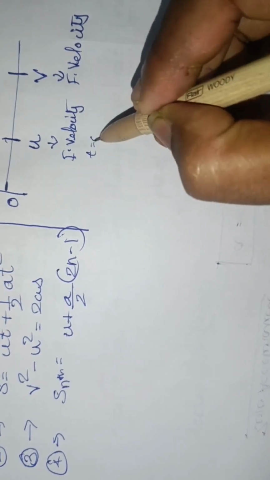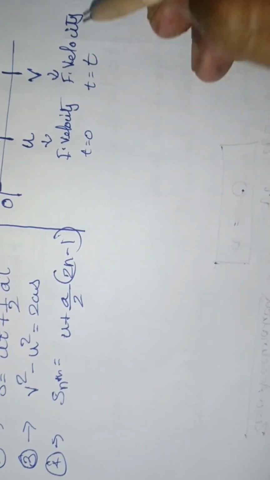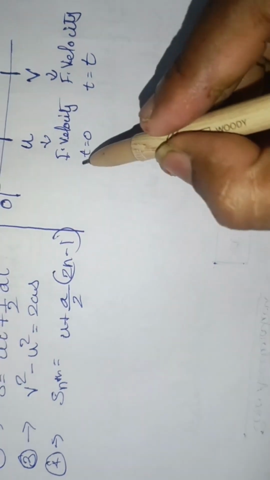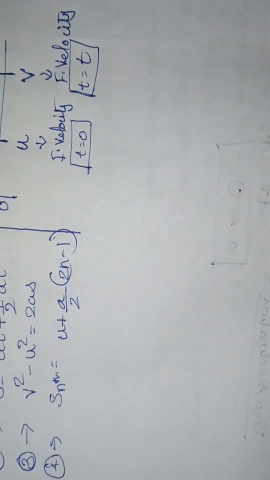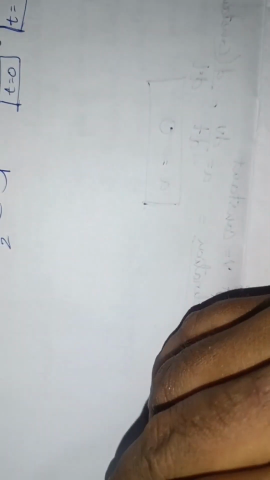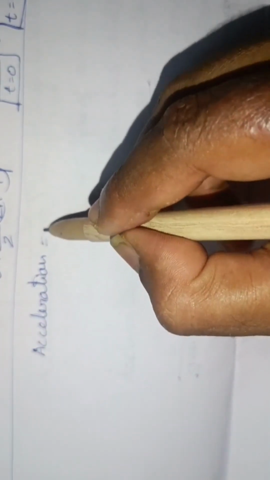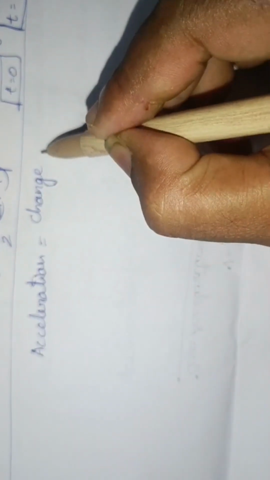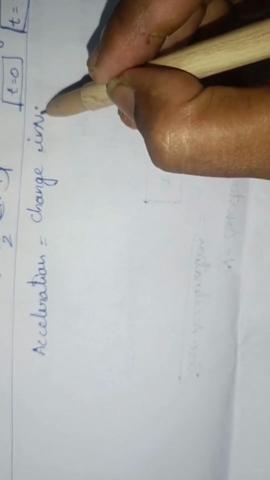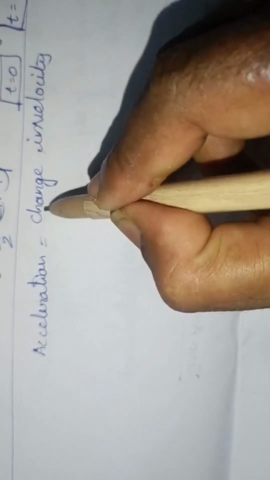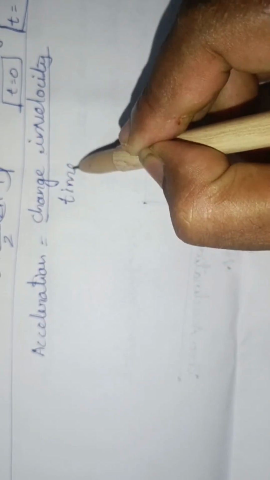Here you can say that time t is equal to 0, or time t is equal to maximum t. You can represent the t also. Next, let me begin with the basic concept today by writing the formula for acceleration. Let me give you a brief elaboration about this. Acceleration is equal to change in velocity divided by the time taken.